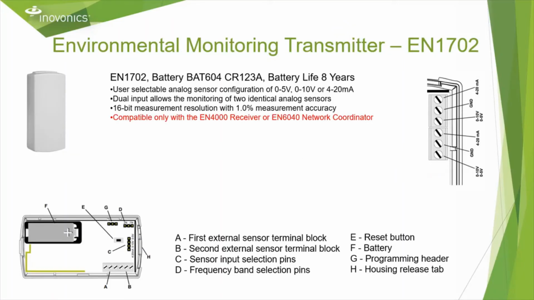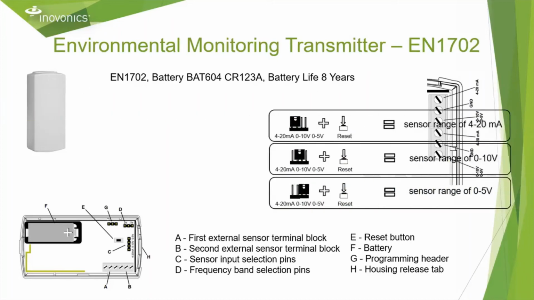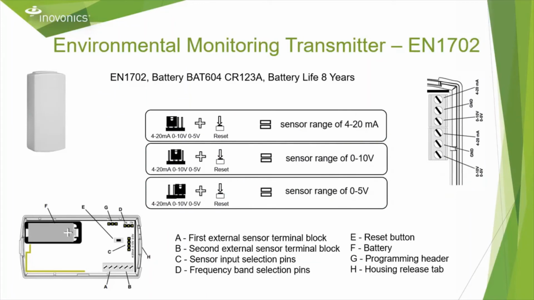Let's start by discussing our EN1702 current voltage transmitter. It takes a CR123A battery and provides up to 8 years of battery life. It has dual inputs that allow you to monitor two identical analog sensors. Based off of the jumper settings, you can change the sensor configuration to monitor 4 to 20 milliamps, 0 to 10 volts, or 0 to 5 volts.